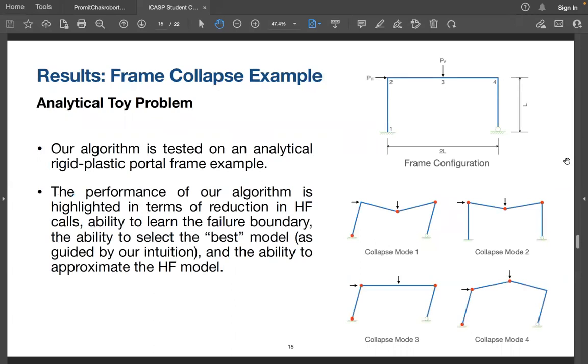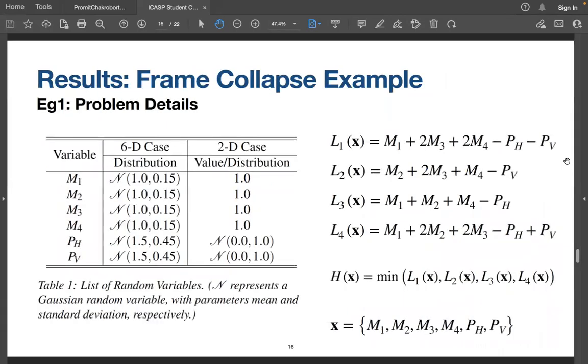Finally, some quick results. Here we consider an analytical rigid plastic portal frame example, which has 4 moment capacities at the 4 points, 1 through 4, and has 2 applied loads given as the P's, and it has 4 collapse modes. The equations associated are given on the right side of this slide, where L1 to L4 are each of the individual collapse modes and are also the low fidelity models considered for this example. The high fidelity model and the true response, therefore, is basically any one of the collapse modes occurring as shown here. And our input vector is basically all of the M's, M1 through M4, and the 2 applied loads, PH and PV.